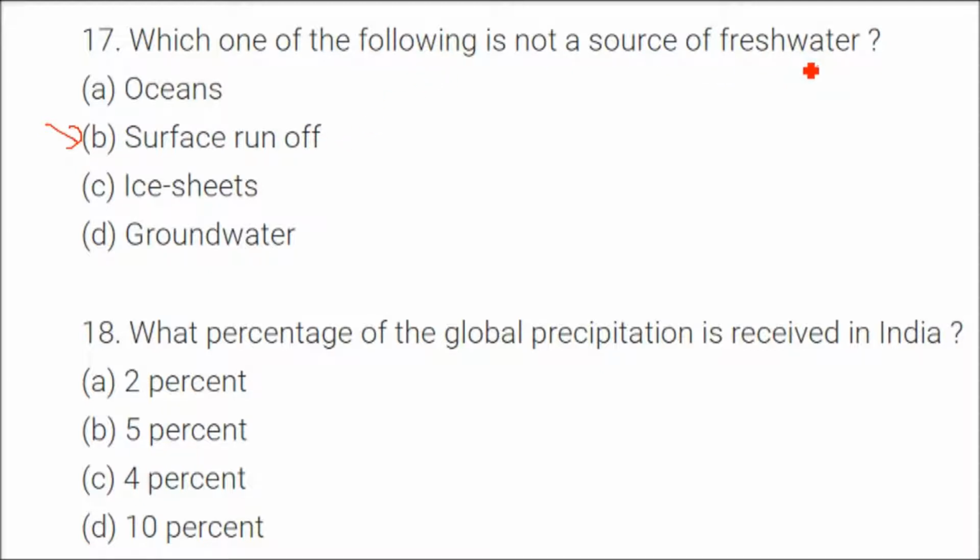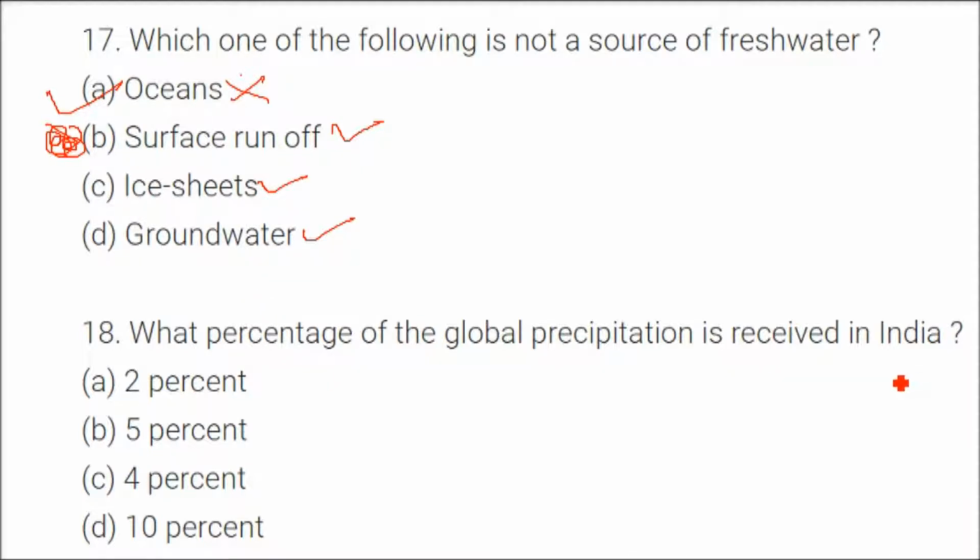Which one of the following is not a source of fresh water? So ocean is not a... let me just change it, 17. So which one of the following is not a source of fresh water? So ocean cannot be a source of fresh water. Surface runoff is, ice sheet is, groundwater is. So we'll take it as A. Ocean is not a source of fresh water. Though, you know, many countries like Saudi Arabia use this water, they clean it, they desalinize it and then use it for drinking. But ocean is the answer.